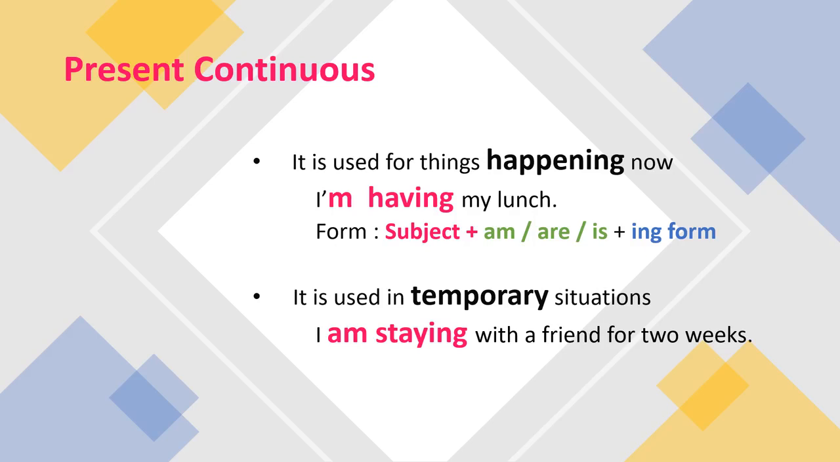Next one, it is used in temporary situations which are not permanent. For example, I am staying with a friend for 2 weeks. So the stay is not a permanent one, it's a temporary one because we are mentioning here 2 weeks. 2 weeks is not permanent, it's a temporary stay. So in this case, we use the tense present continuous.